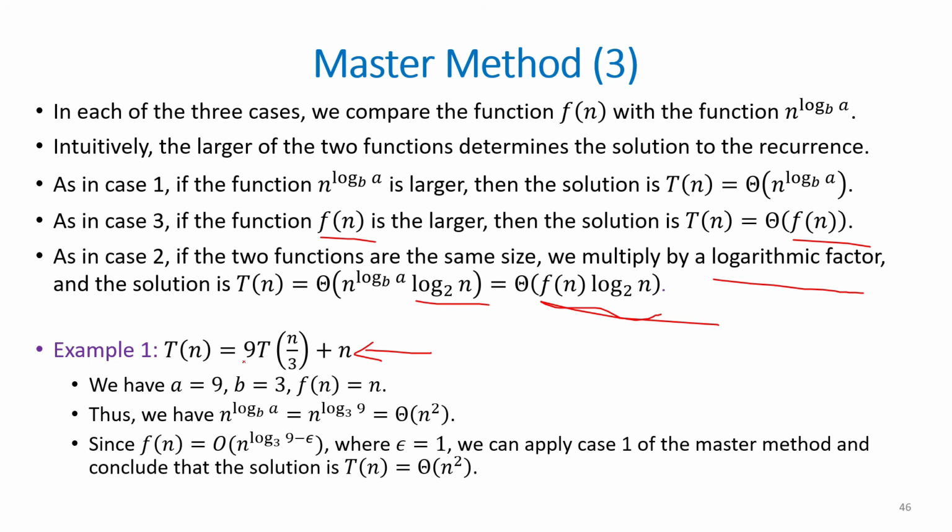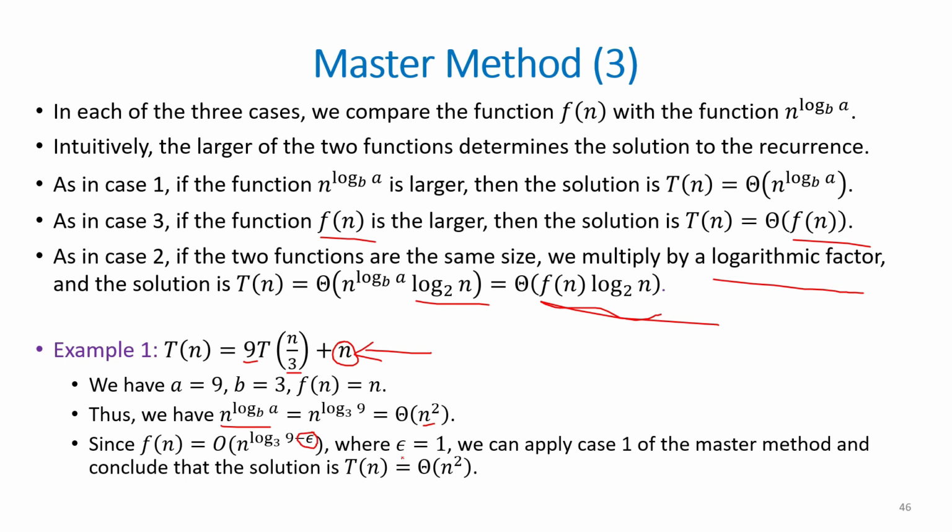We see that a is 9, b is 3, and f of n is n. So when we plug in b and a in this equation, we would get n to the power log base 3 of 9, which is equal to n squared. So f of n, which is n, would belong to the set big O of n to the power log base 3 of 9 minus epsilon, where this epsilon should be some positive value greater than 0.